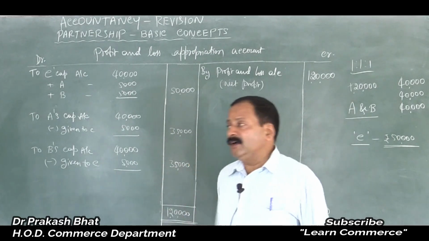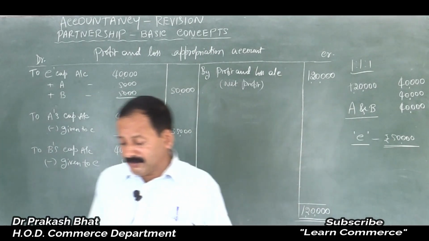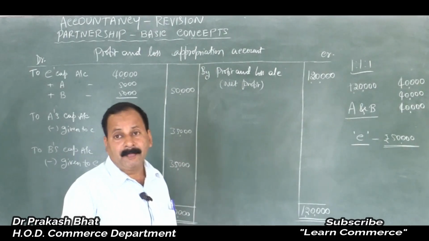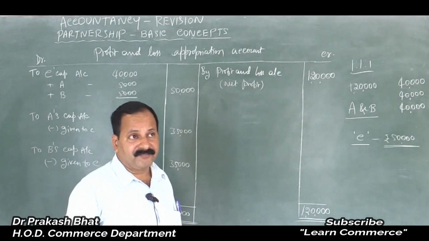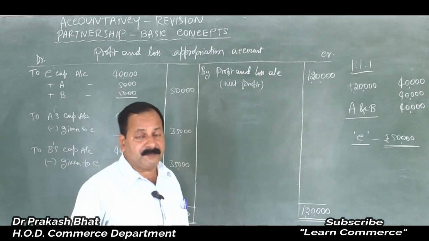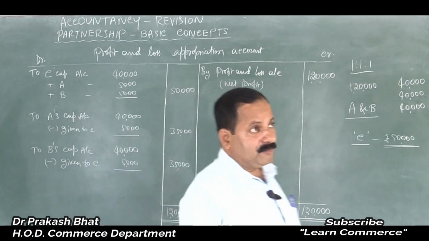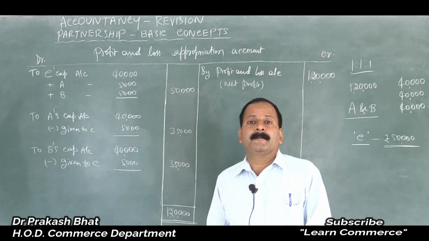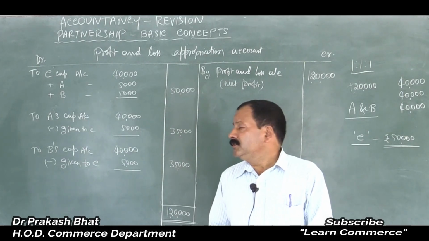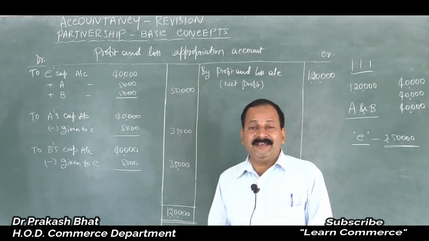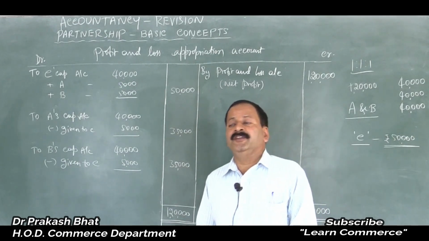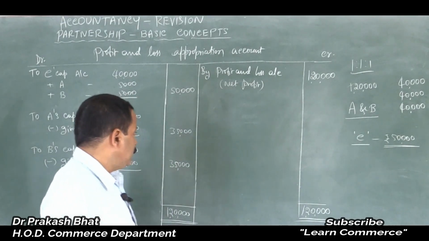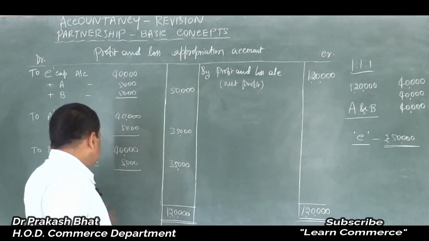So then we will take up the appropriation account. We took up the profit and loss appropriation account, which is a firm's account, where on the debit side we will enter all the expenses, and on the credit side we will enter all the incomes, isn't it? Then we will find out the net profit available for distribution, and we will distribute it among the partners in their profit sharing ratio. That is about the next case.